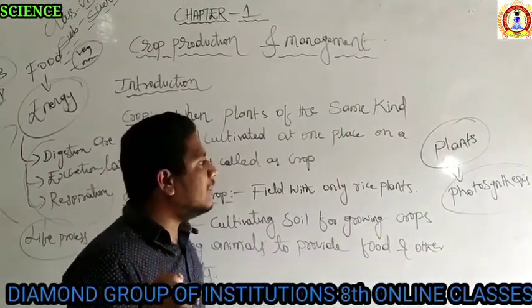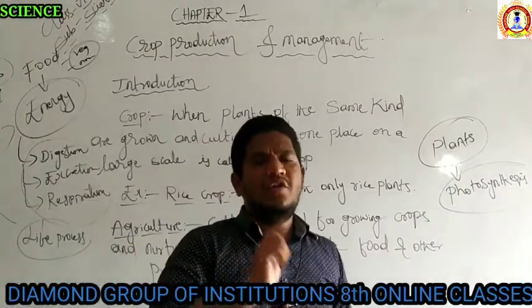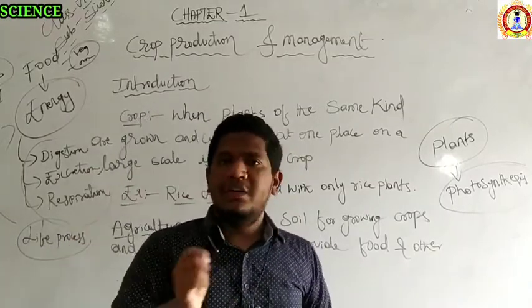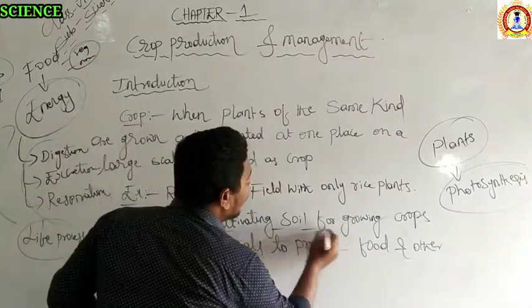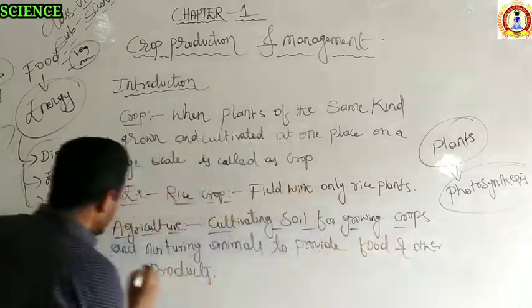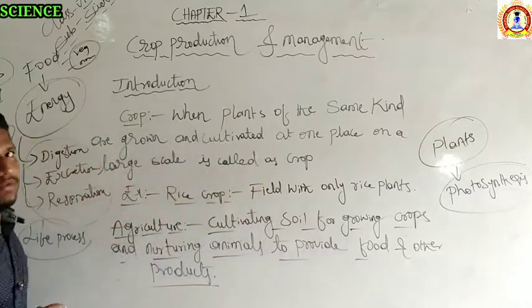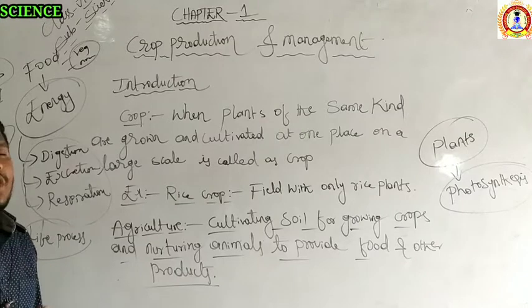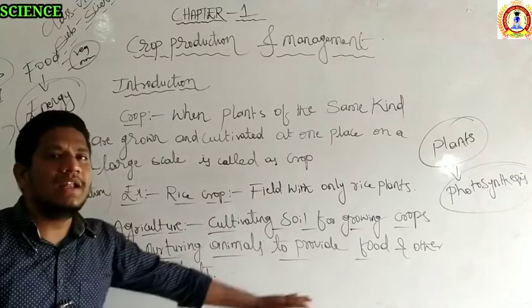Then many will ask what the meaning of agriculture is, because there is a wrong conception. Many people think that agriculture is the growing of plants. No, agriculture doesn't mean only the growing of plants. Agriculture means cultivating the soil for growing crops and nurturing animals to produce food and other products also. Agriculture even includes production of milk, eggs and chicken. They all come under agriculture.